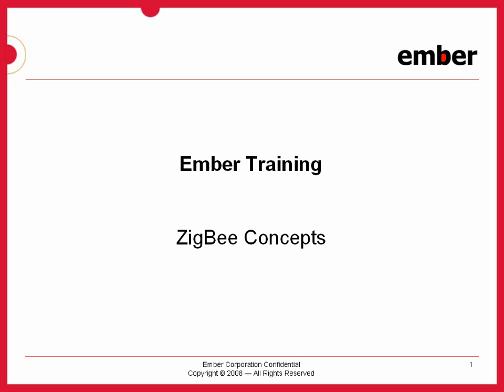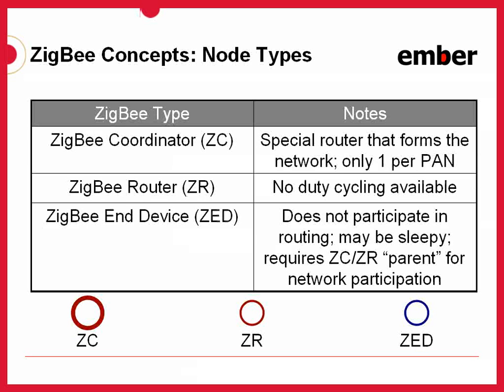In this module of training, we're going to discuss more basic ZigBee concepts, including ZigBee node types, PANIDs, including extended PANIDs, and addressing. So let's start with node types. First, ZigBee has three types of basic node types that we generally talk about. There's the coordinator, or ZC, the ZigBee router, which I'll abbreviate ZR, and the ZigBee end device, ZED.